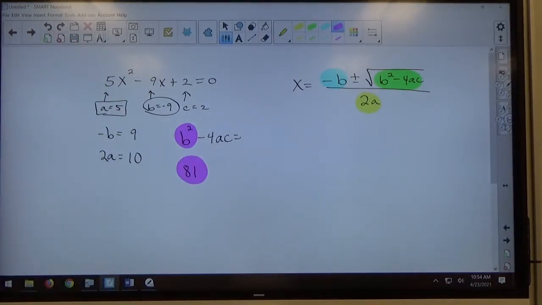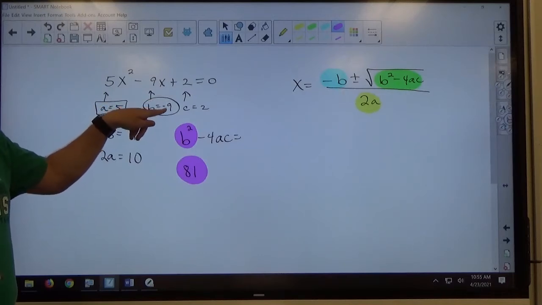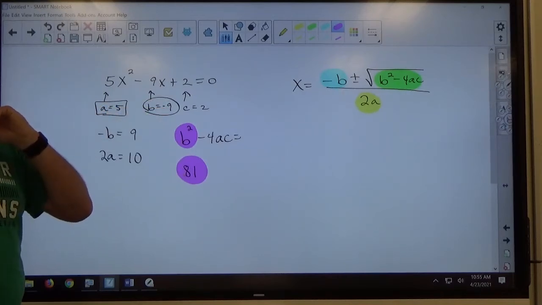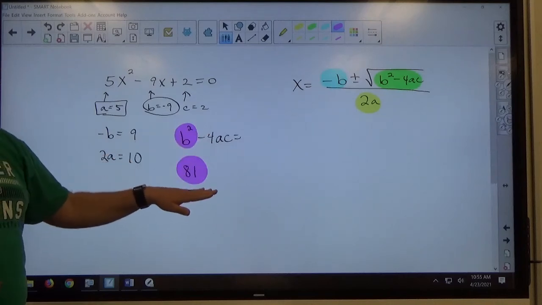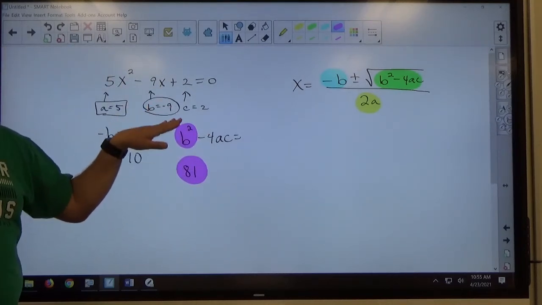Negative 9 times negative 9 makes positive 81. Positive 9 times positive 9 is positive 81. You're squaring whatever b is. That includes squaring the sign and the number. So no matter what b is, ignore the sign, just take it times itself. 9 times 9 is 81. Okay. I don't even write on my paper 9 squared or negative 9 squared. I just, in my head, 9 squared is 81. I just write it down. I know that's always positive.